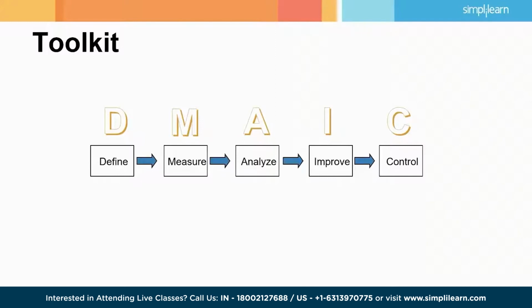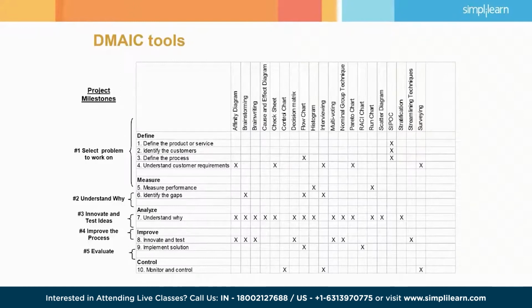So where is Lean in this DMAIC process? Lean is basically on the I and C of the DMAIC. It's basically part of the improve and the control, as you will see later on.